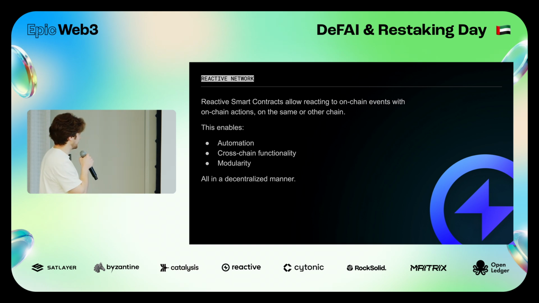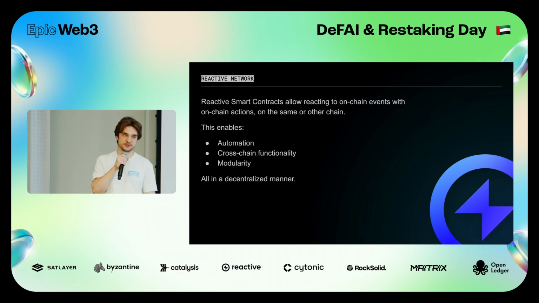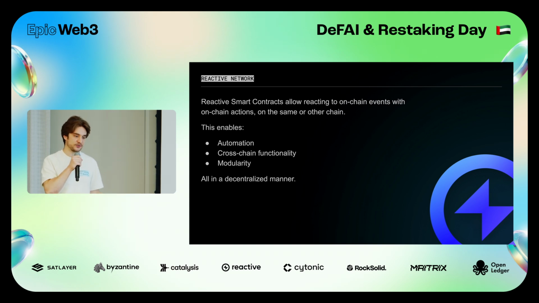Those three things are automation, where you can react to an event on the same or a different chain if you want an immediate action. Then this also allows cross-chain functionality. Even if you don't need automation, you can still use reactive smart contracts for cross-chain, since it listens to events on one chain, then it brings this data onto the reactive chain, and then it goes to the destination chain.